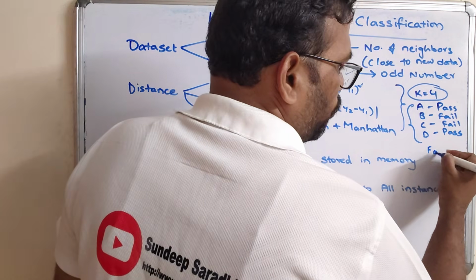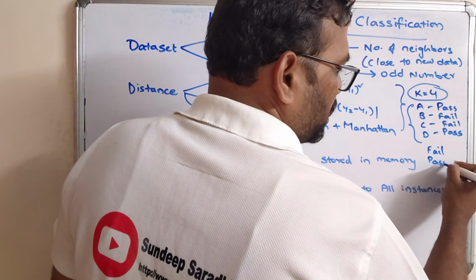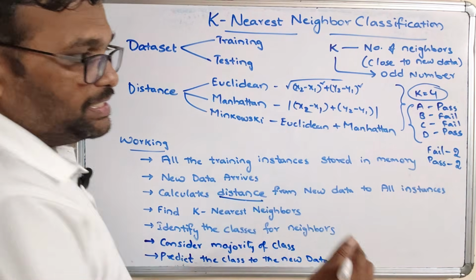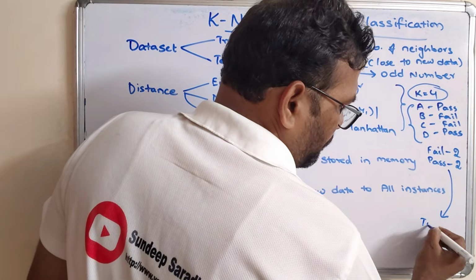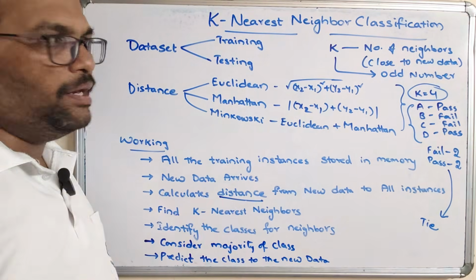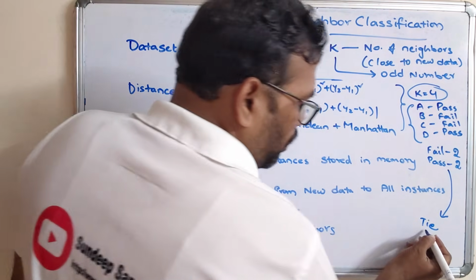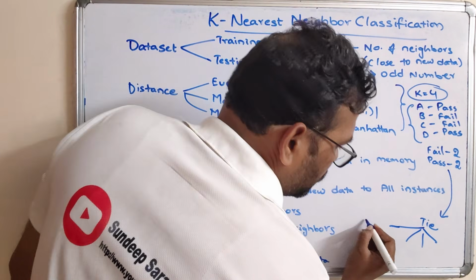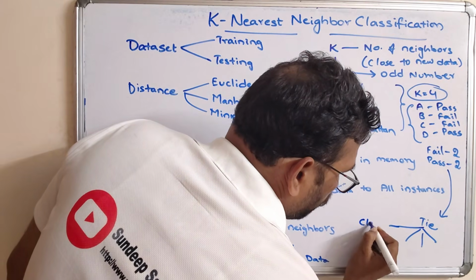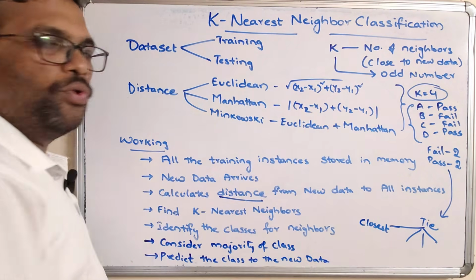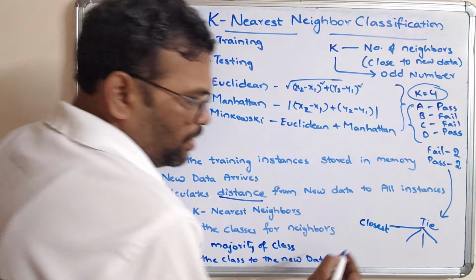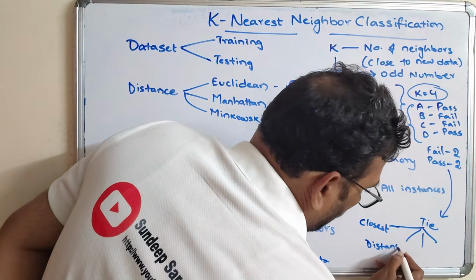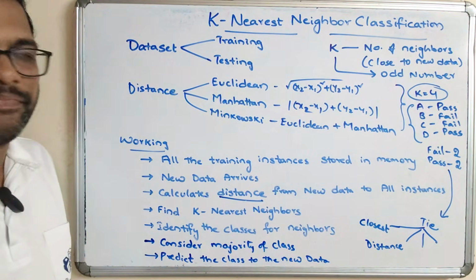You can observe there are only 2 classes, fail and pass. If you consider the majority, there is an equal majority between these 2 classes. So this is called a tie between 2 classes. This can be solved by tie breaking rules. One is considering the closest one among all 4. Another one, you can find the distance, and based upon the distance you can select it.